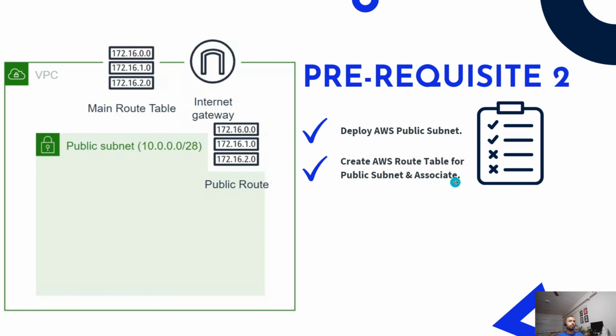So prerequisite 2 is deploy AWS public subnet. So you will have to first deploy a public subnet. Along with that public subnet, you also have to create a custom route table. Once the route table and public subnet are created, you have to make an association between this route table and the public subnet.